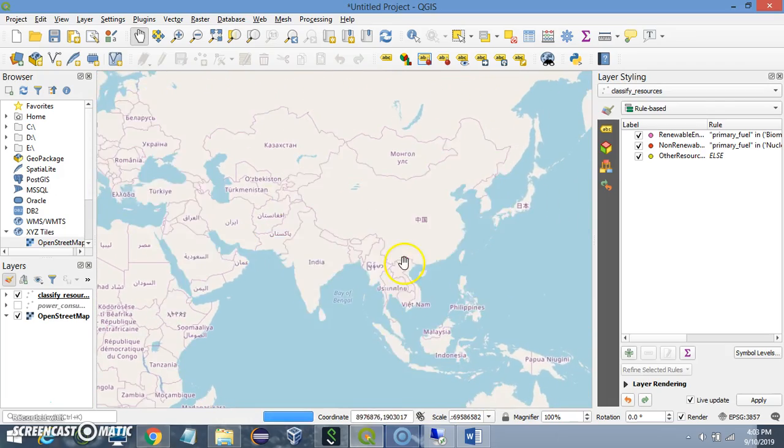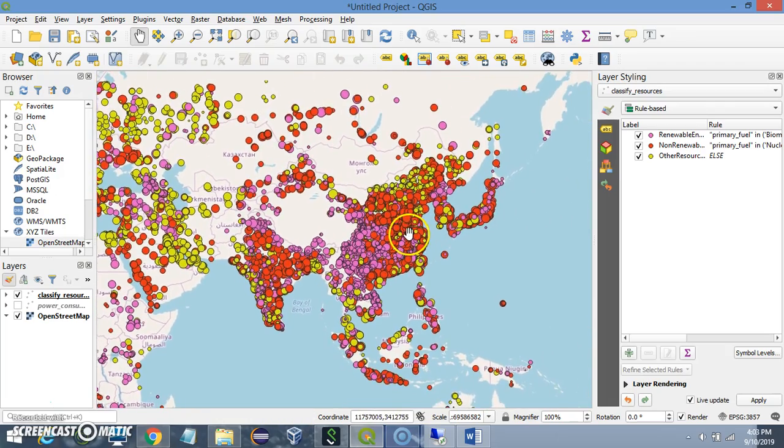And likewise, if we move to this part of the world, we can see that it has a mix of power plants that use renewable as well as non-renewable energy resources. This part over here uses more renewable energy sources, but their power generating capacity is low. But over here it uses more non-renewable energy, and at the same time their energy capacity is also huge.